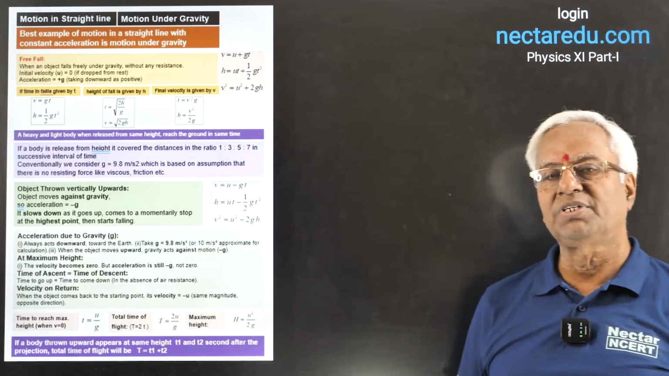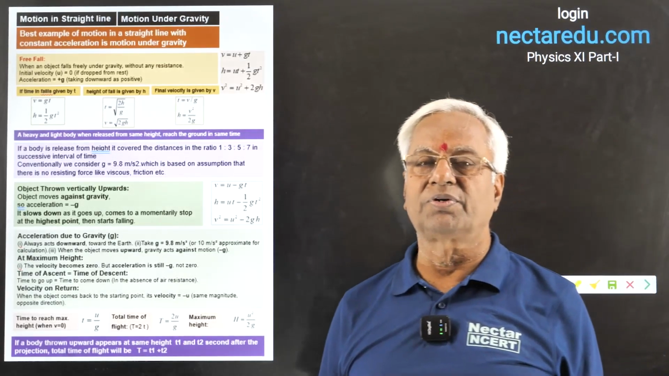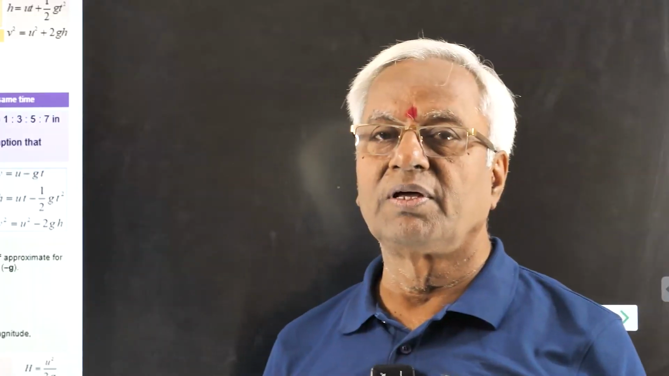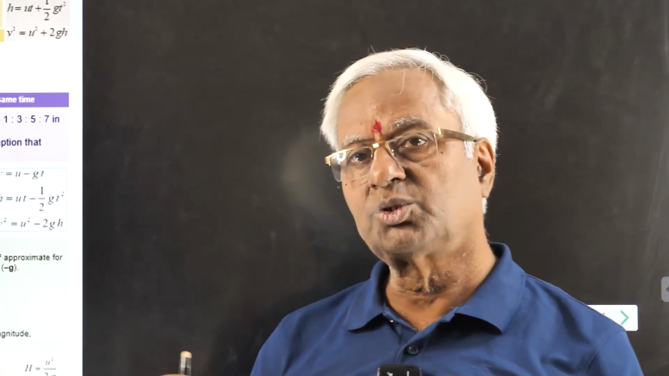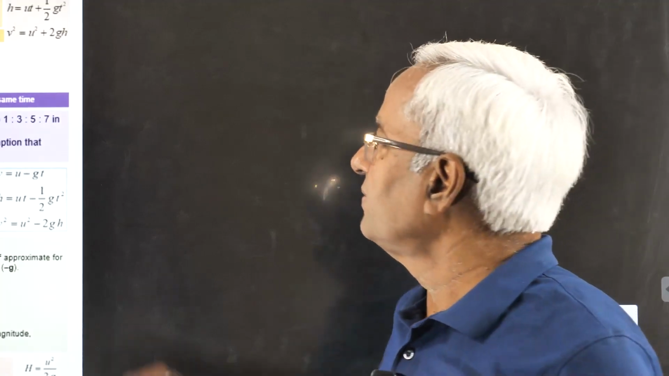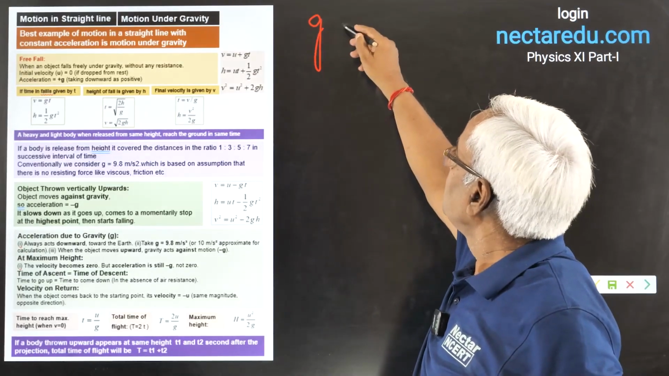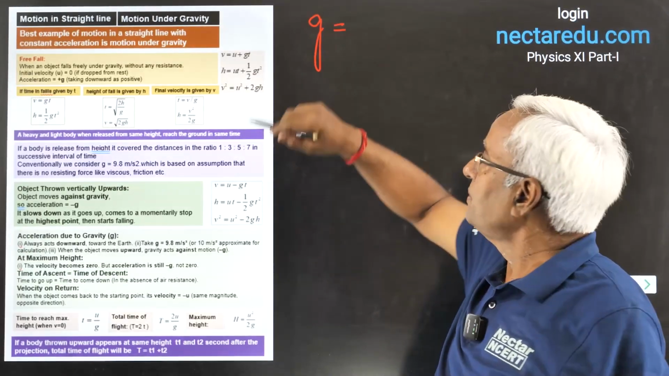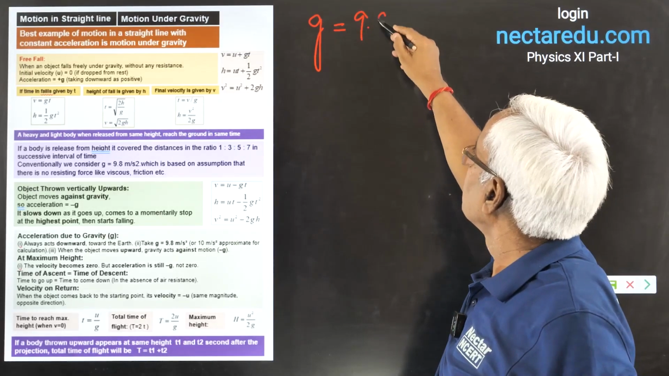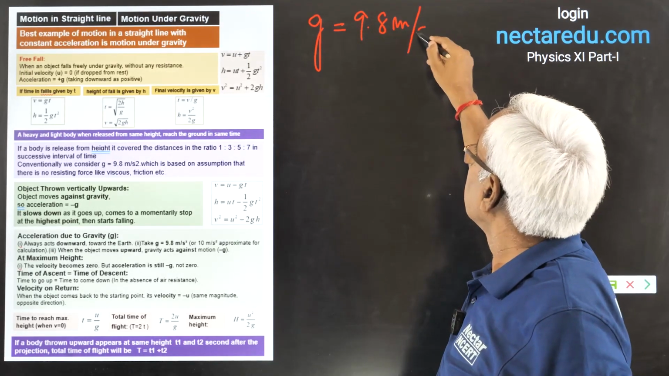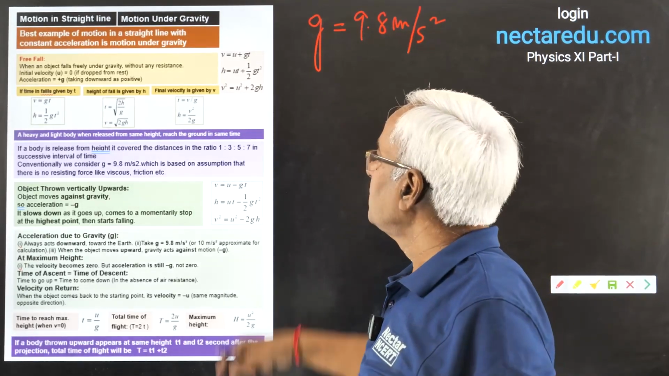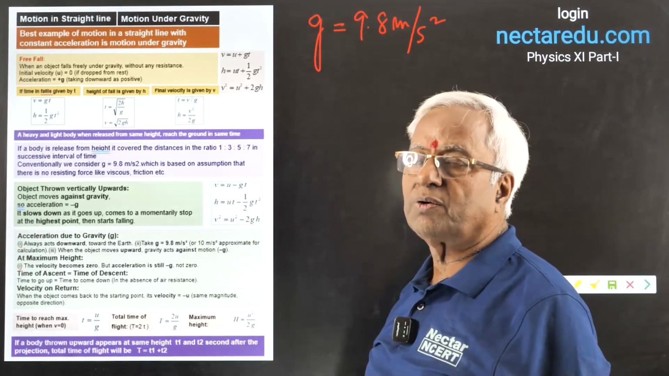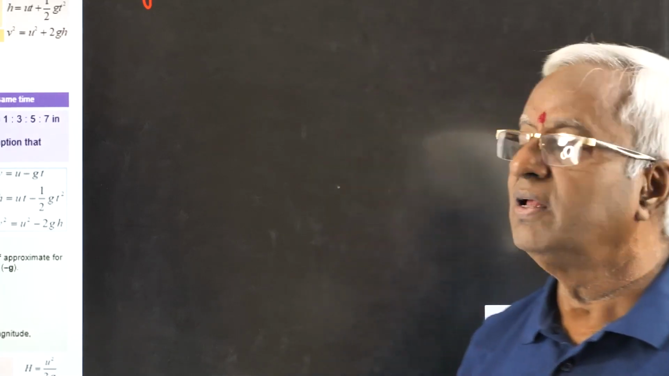Motion under gravity is a term reserved only for the situation when the body is moving under the influence of Earth's gravitation. In that case, the acceleration due to gravity, represented by g, is equal to 9.8 meter per second square.